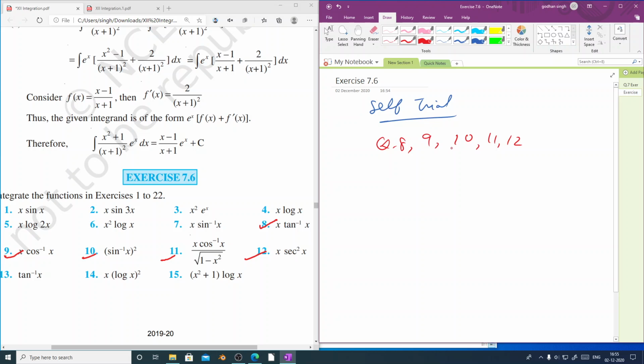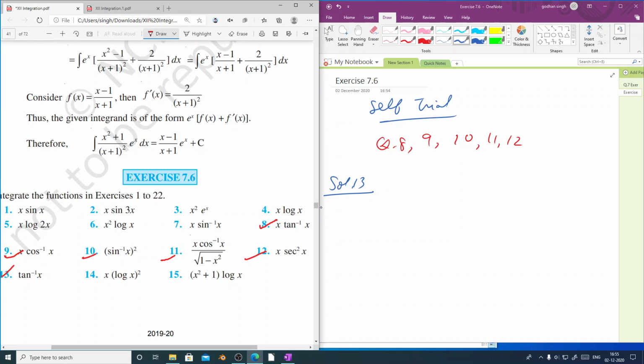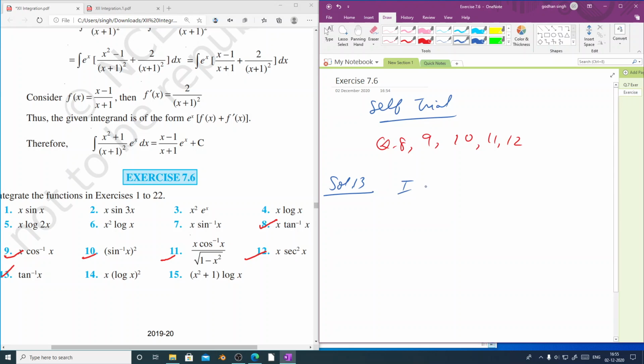So now what we'll be doing is question number 13. So let's solve question number 13. That is I equal to integration of tan inverse x dx. So here we'll be trying to avoid the inverse function. So let us take tan inverse x as, say, theta. We'll be getting therefore x equal to tan theta, and therefore differentiating both sides with respect to theta.